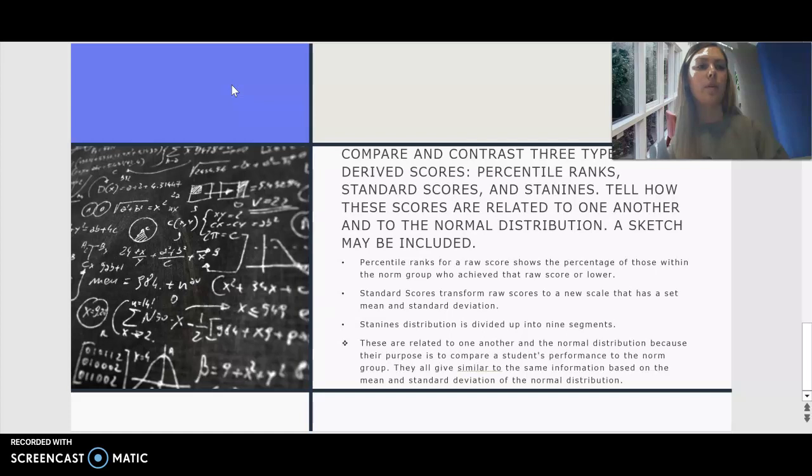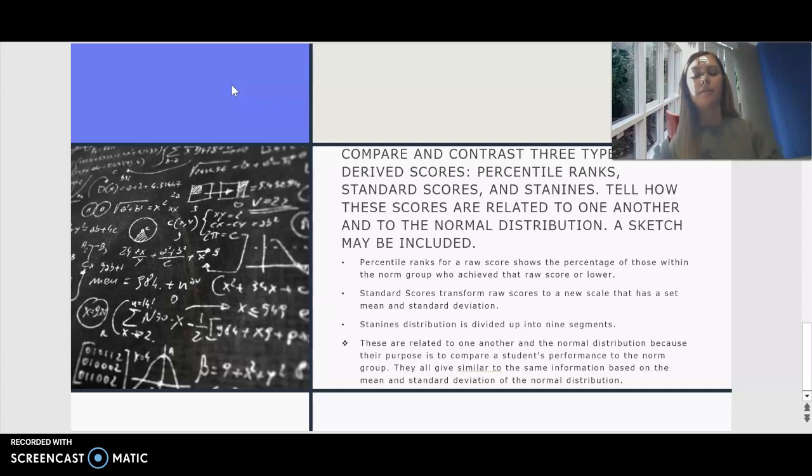These are all related to one another in the normal distribution because their purpose is to compare a student's performance to the norm group. They all give similar to the same information based on the mean and standard deviation of the normal distribution.